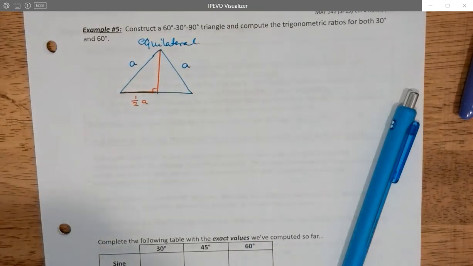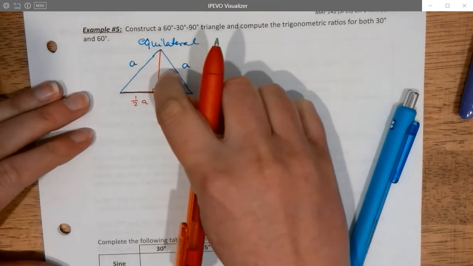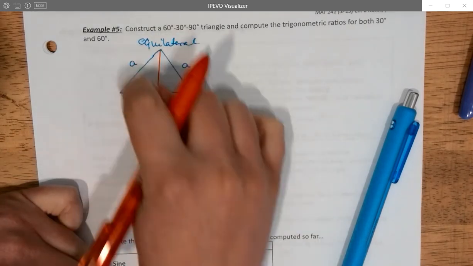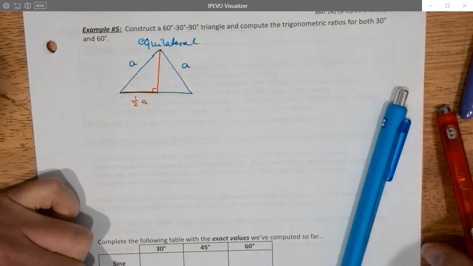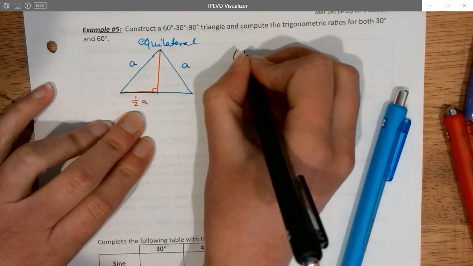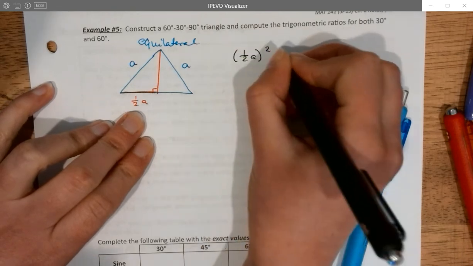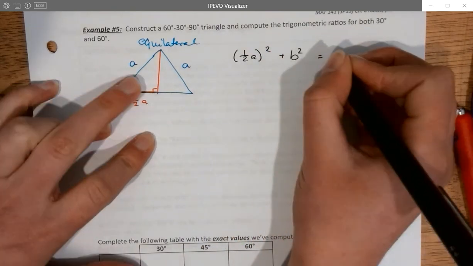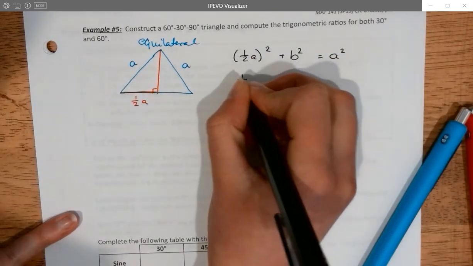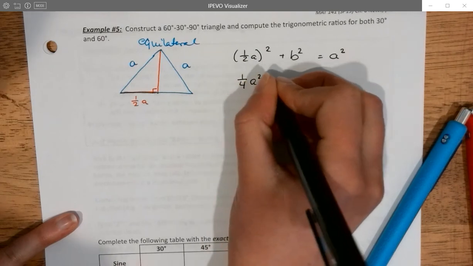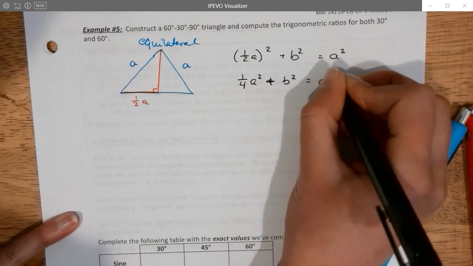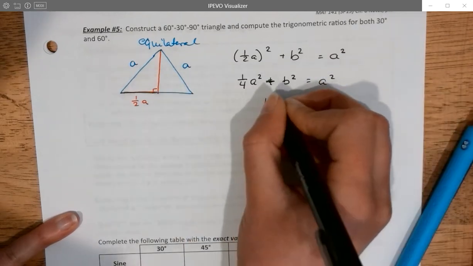Now, I still need to know how big this other side is, so let's call that B for a moment, and we'll find B in terms of these two sides using the Pythagorean theorem. So the bottom side, half of A, squared, plus B squared equals our hypotenuse, which is still A, squared. So this gives me 1/4 A squared plus B squared equals A squared. Subtract 1/4 A squared off.